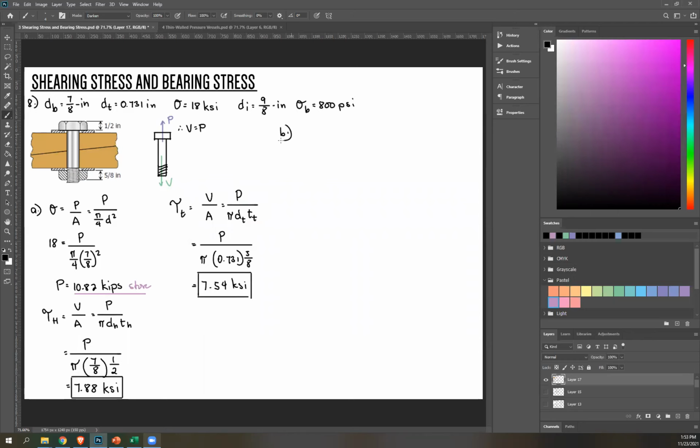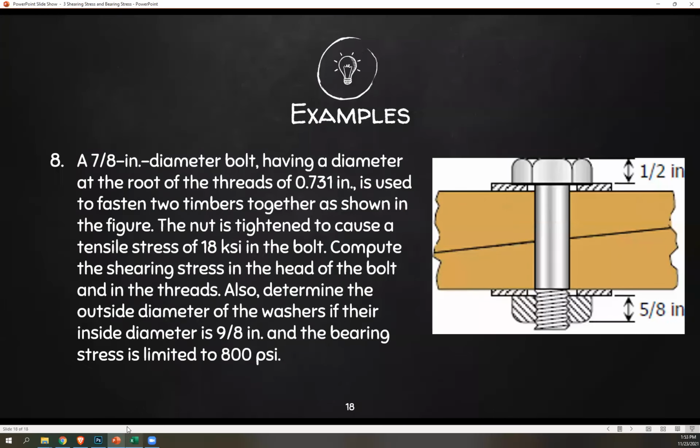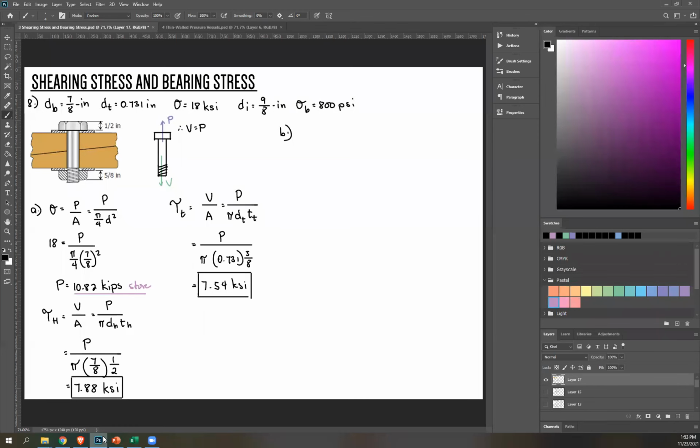Now let's move on to part B. Determine the outside diameter of the washers if their inside diameter is that, with the bearing stress limited to that. Washers, what's that? It's this portion. Now let's draw that in 2D, or rather top view. Washer is going to look like this. This is your bolt, your washer is this. Or sometimes it's inside that. So basically, this is a washer, and your bolt is directly on that.